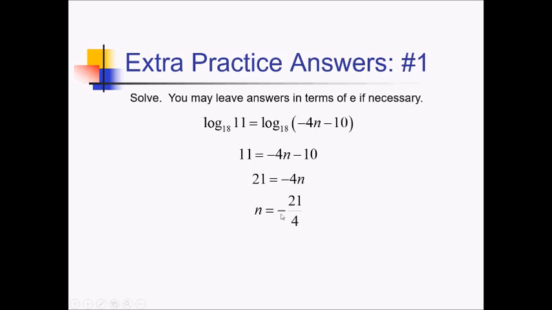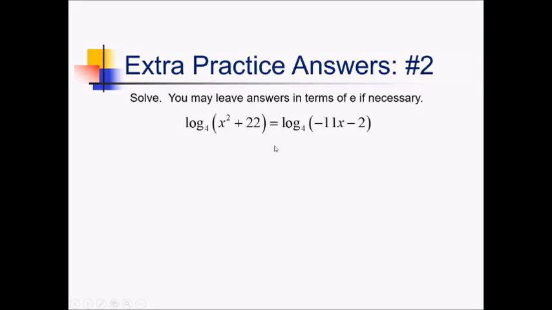And just doing a quick mental check, if I plug this in for n up here, this is going to be negative 4 times negative 21 over 4. That would be positive 21 minus 10. That's not going to give me a negative inside a logarithm, so we're good to go on this answer.